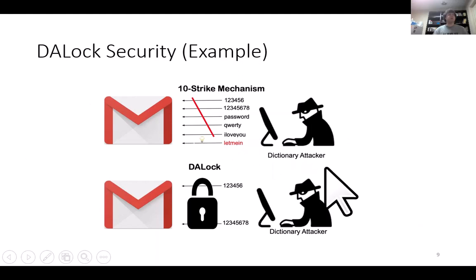Let's just illustrate the performance of DALock under 2 scenarios. In the first example, if the authentication server adopted a 10 strikes policy, then the attacker will successfully crack the user's password on guess 7. By contrast, DALock will quickly lock down the user's account after just 2 very popular password guesses. In this case, the attacker won't successfully crack the user's password.